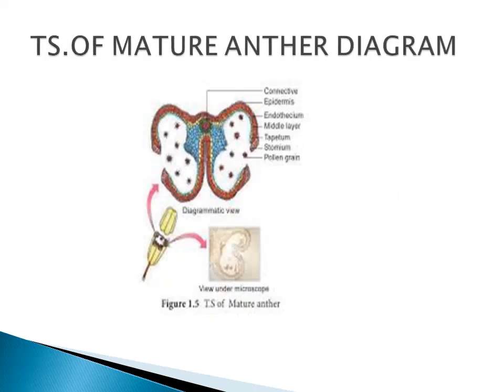So here is the mature anther diagram. The epidermis is there. The next layer is the endothecium, then another layer is the middle layer, then the tapetum. We have also talked about the stomium. The stomium has hygroscopic cells. It is the opening, so through that opening only the pollen grains are dehisced out.